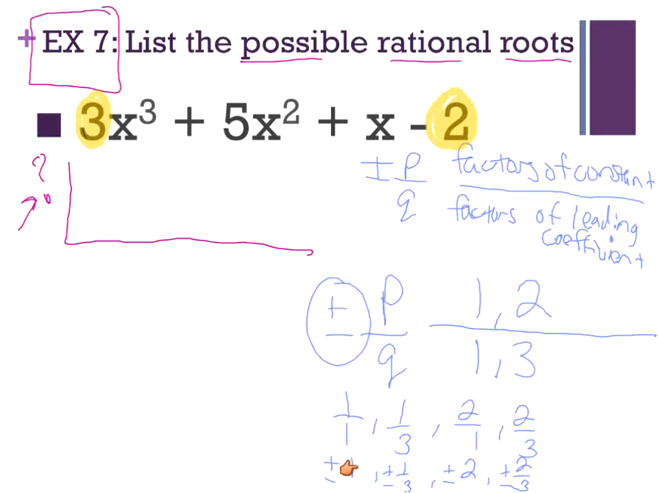So really, how many options do I have to plug in here? I have 8. Positive 1, negative 1. Positive 1 third, negative 1 third. Positive 2, negative 2. Positive 2 thirds, negative 2 thirds. I have 8 possible options to try for my synthetic division. Good thing we're not doing long division. Long division 8 times would be crazy. With synthetic division, you're not going to have to do it 8 times. So don't look at me and say, oh my gosh, there's 8 times to do synthetic division.